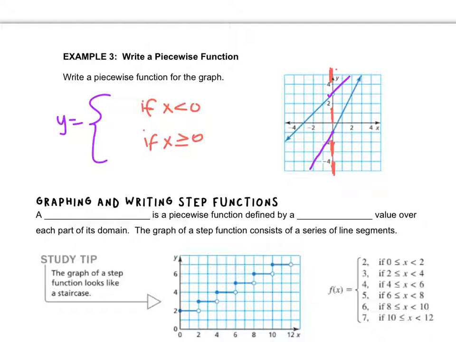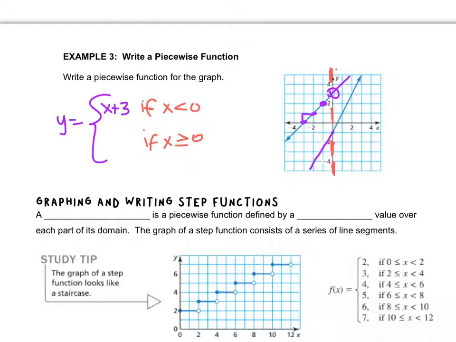This first line has a slope of 1, because it's up 1, right 1. And it goes through here at (0, 3). So that's the line x + 3.